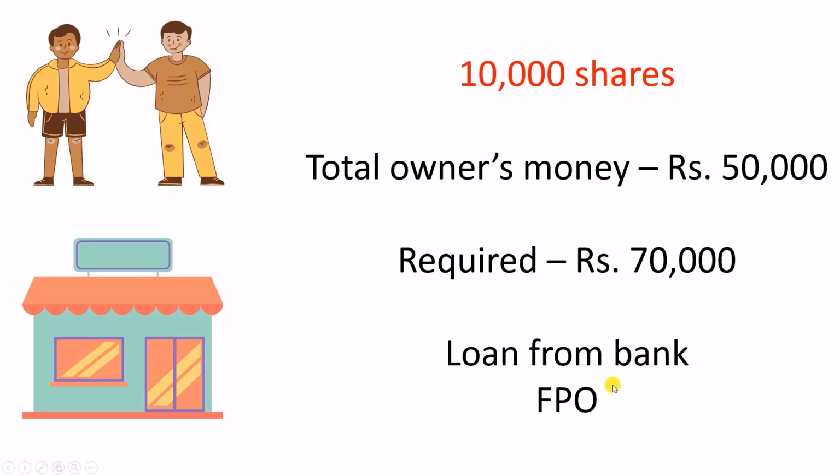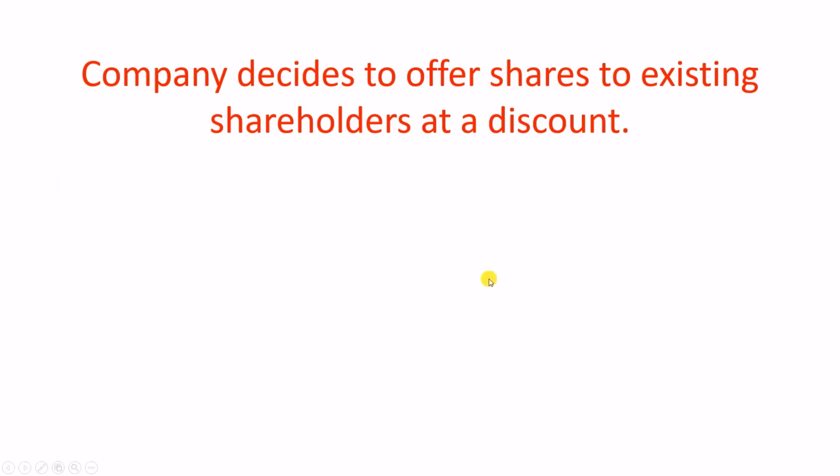The second option would be to go for an FPO, follow-on public offer. If the company goes for this, then the number of shareholders will increase, and the company doesn't want that too. We have something called voting rights, which will increase if they go for an FPO, so they do not want to do that. So what is the other option? The other option is to offer a right issue of shares.